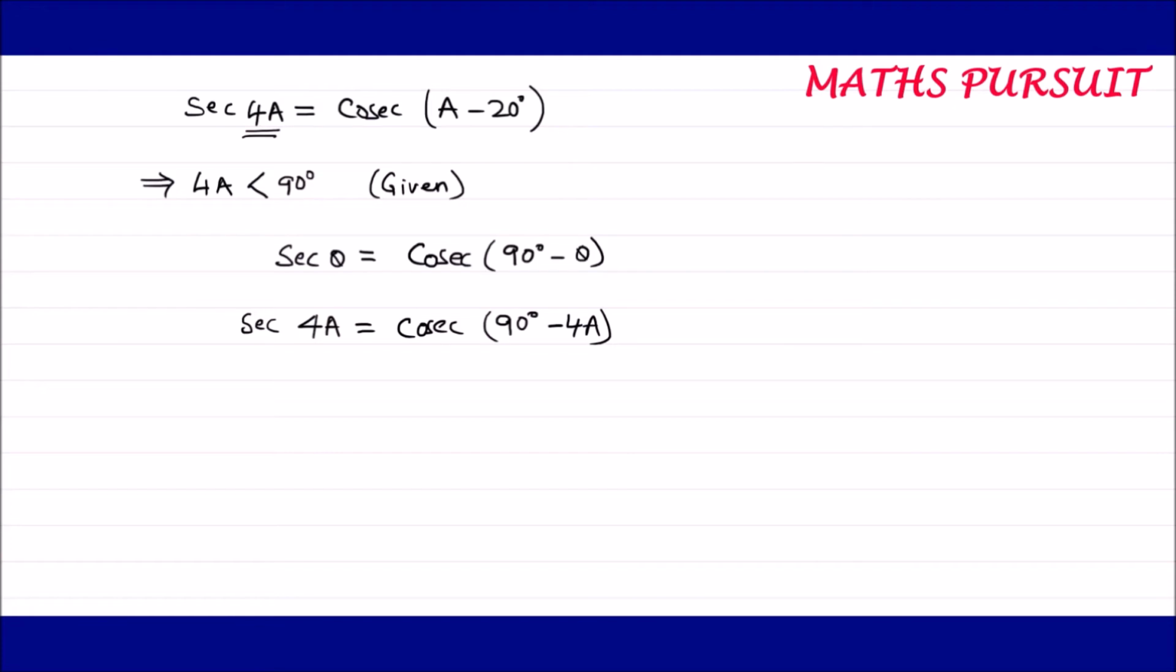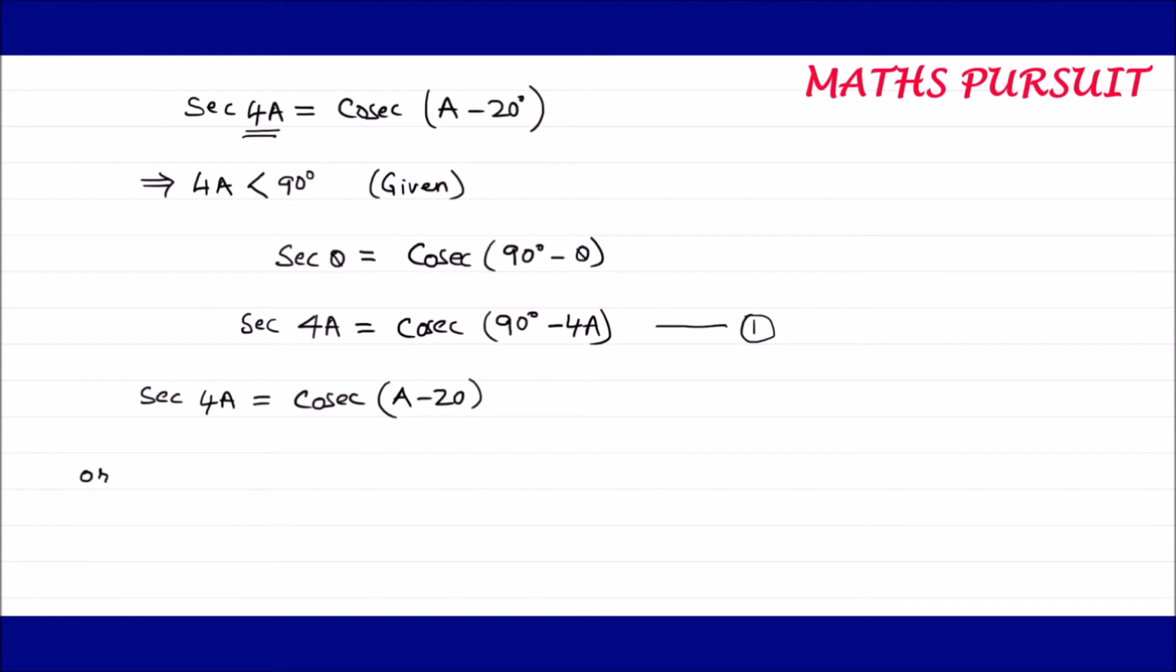This is what I got. We know that sec theta is equal to cosec (90 degree minus theta). Now replacing theta with 4a, I can write sec 4a is equal to cosec (90 degree minus 4a). Let us name this equation 1. Now, what is being given in the question? It is given that sec 4a is equal to cosec (a minus 20 degree).